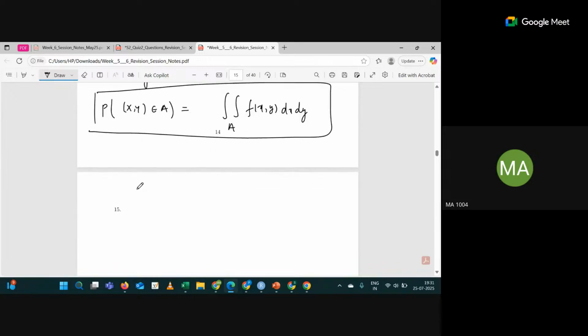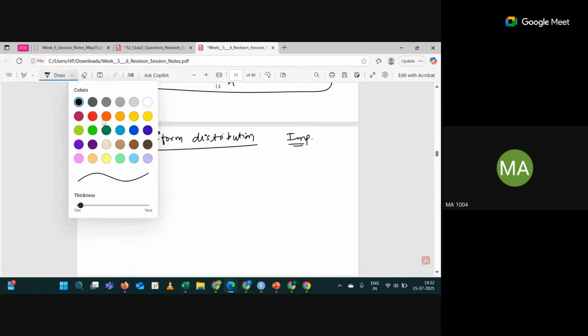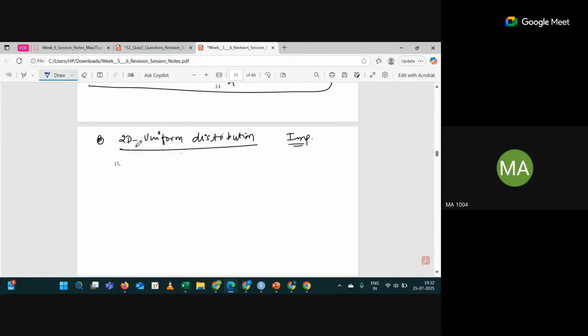Let me start with the very basic thing called the 2D uniform distribution. This 2D uniform distribution is one of the important topics for your quiz 2. So this is important; try to solve some questions from this topic. I will quickly write the definition and then take some examples.